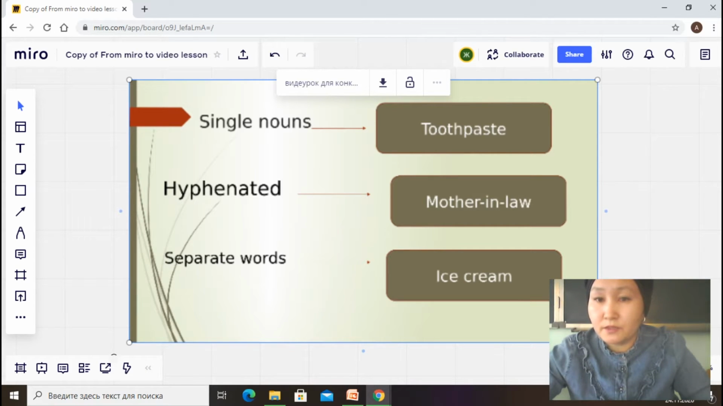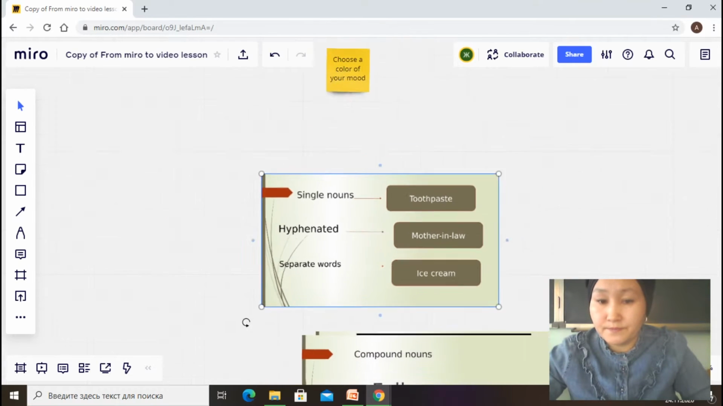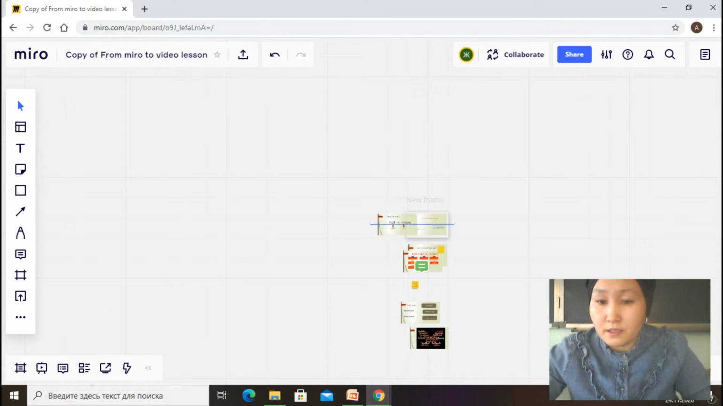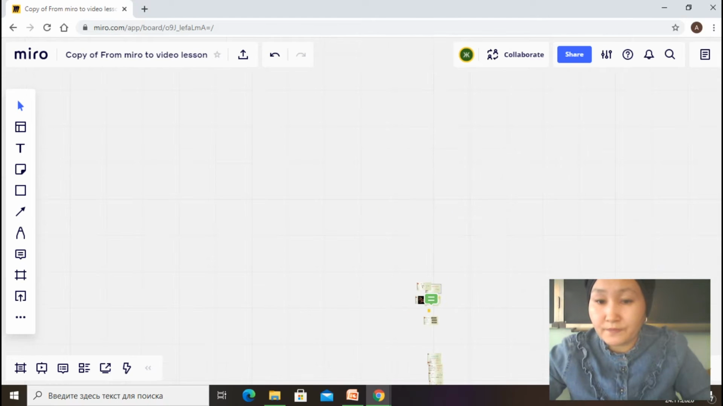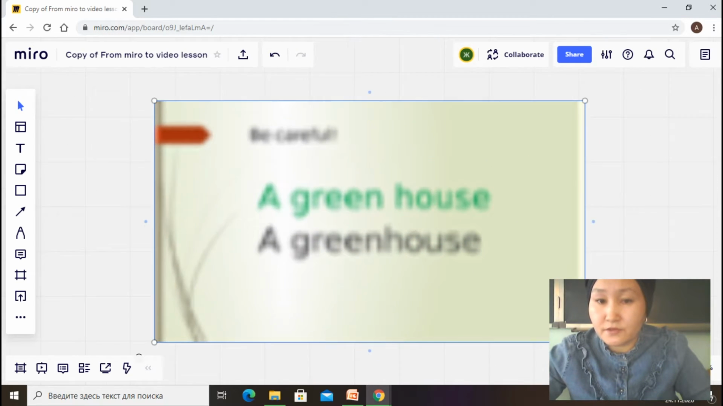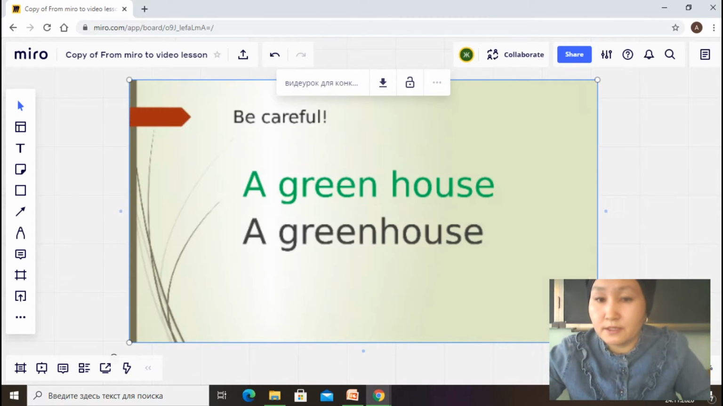Let's practice the pronunciation of these words. Toothpaste, mother-in-law, ice cream. So as an example, compound nouns can sometimes be single words, hyphenated, or separate words. While during the lesson or when we do the exercises, don't forget to mention which of these structures is used with compound nouns.